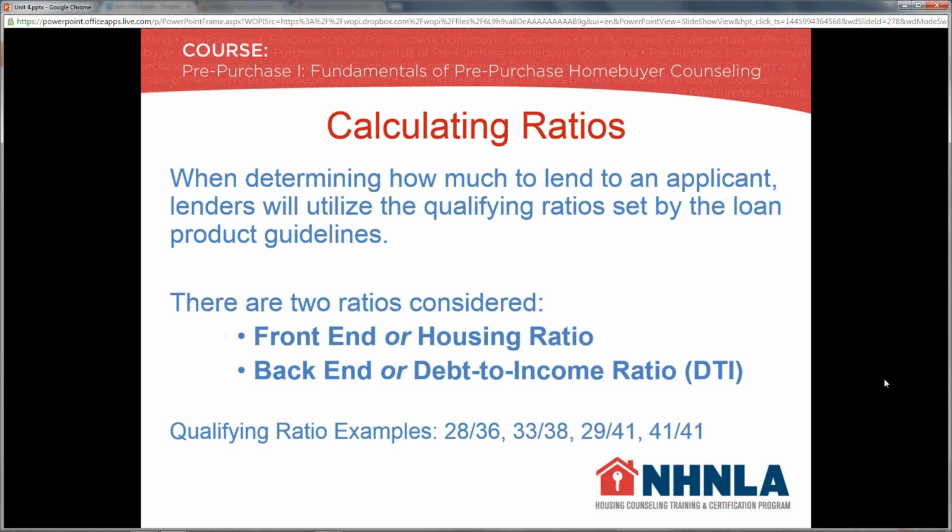The qualifying ratio examples here show how the ratios are written in loan guidelines. For example, 28/36 refers to a loan which has a maximum housing ratio of 28% of the borrower's monthly income and a maximum debt-to-income ratio of 36%.